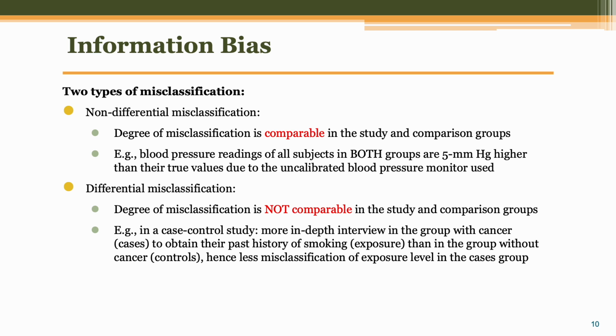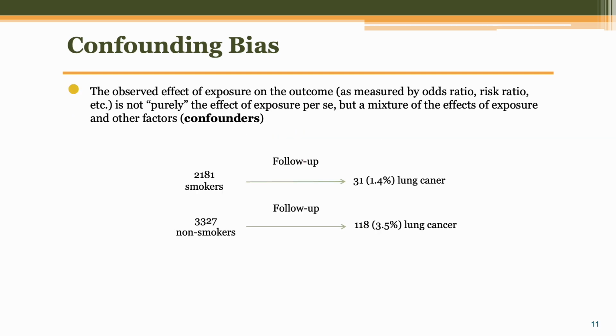Differential misclassification means the degree of misclassification is not comparable in the study and comparison groups. For example, in a case control study where the investigators conduct more in-depth interviews in the group with cancer to obtain their past history of smoking than in the group without cancer, hence less misclassification of exposure level in the cases group. Confounding bias occurs when the observed effect of exposure on the outcome, as measured by odds ratio, risk ratio, and so on, is not purely the effect of exposure per se, but a mixture of the effects of exposure and other factors. These other factors are called confounders.